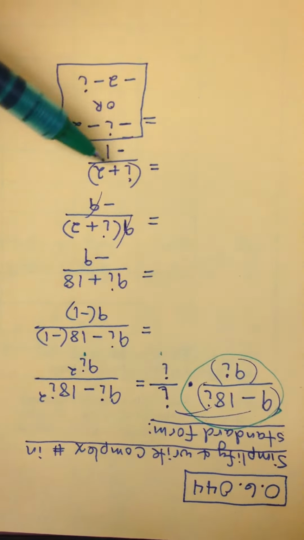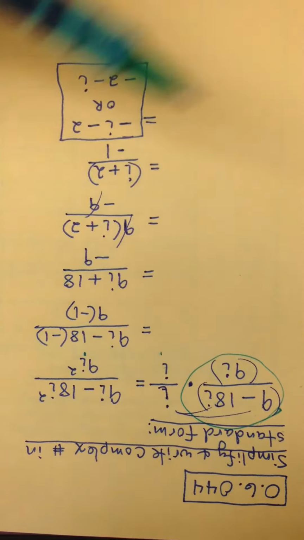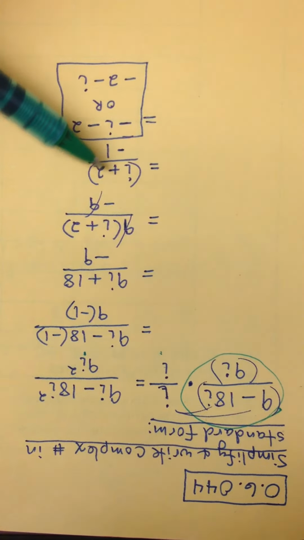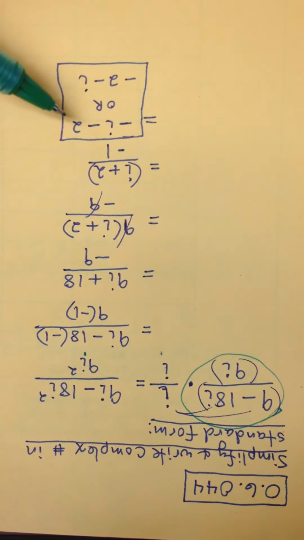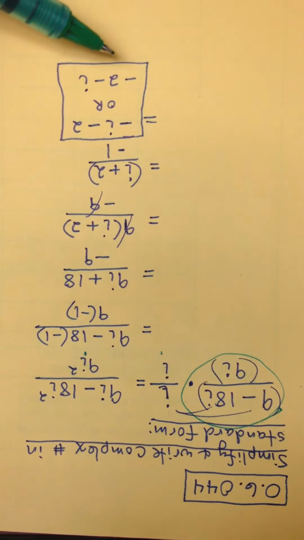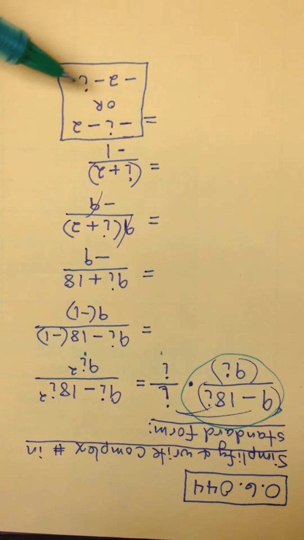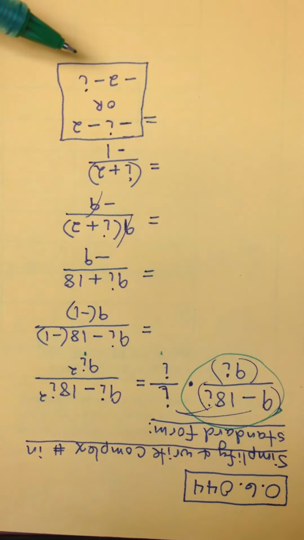And then, of course, i plus 2 divided by negative 1. If you need to, think of it as multiplying by a negative 1, and you get the same result, giving me negative i minus 2, or as the book writes it, negative 2 minus i. Doesn't matter, these are equivalent. You can switch the order as long as the sign stays with the original number.